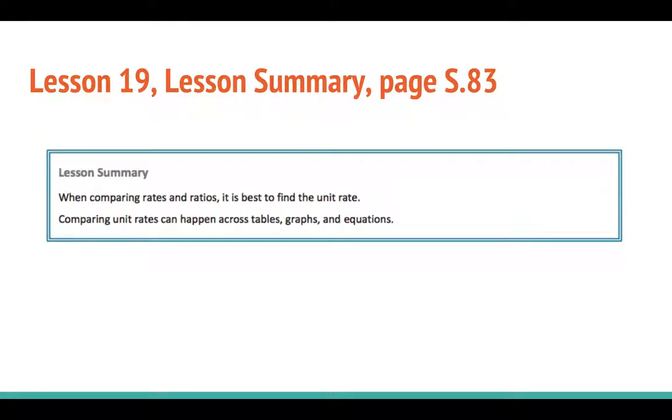Our lesson summary for today, which is found on page S83. So when you're comparing rates and ratios, it's best to find the unit rate. So what is the rate for each unit? And comparing unit rates can happen across tables, graphs, and equations. So basically when you boil it down to just 1 minute, how long does it take for something to happen in 1 minute? How long does it take for something to happen in 1 day?